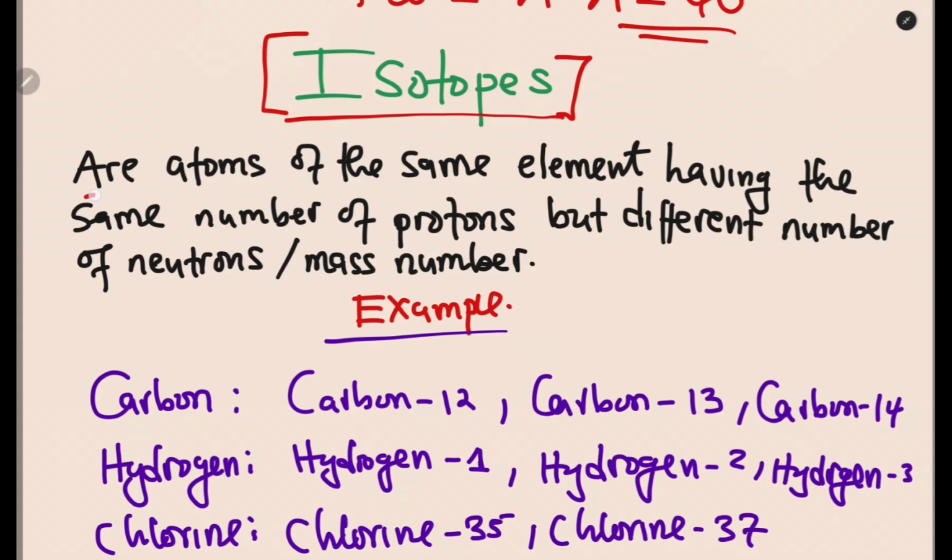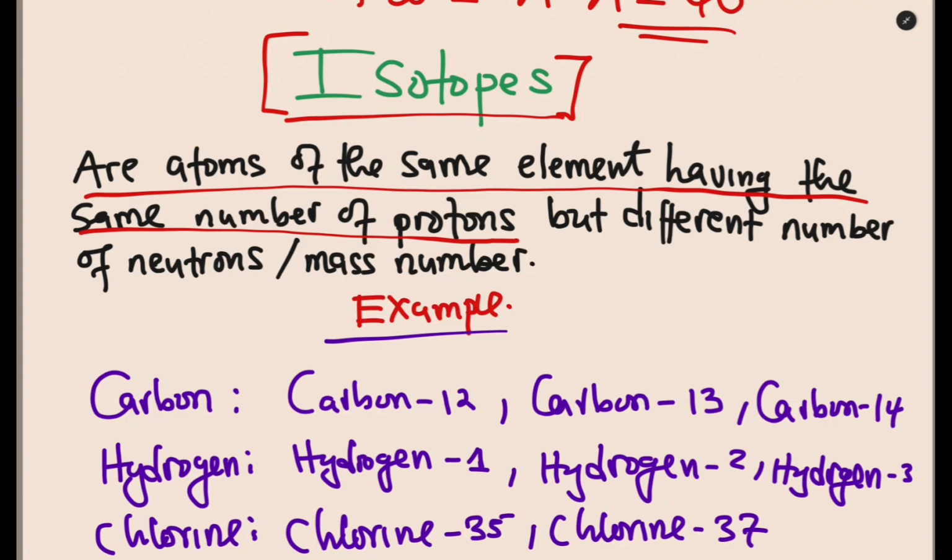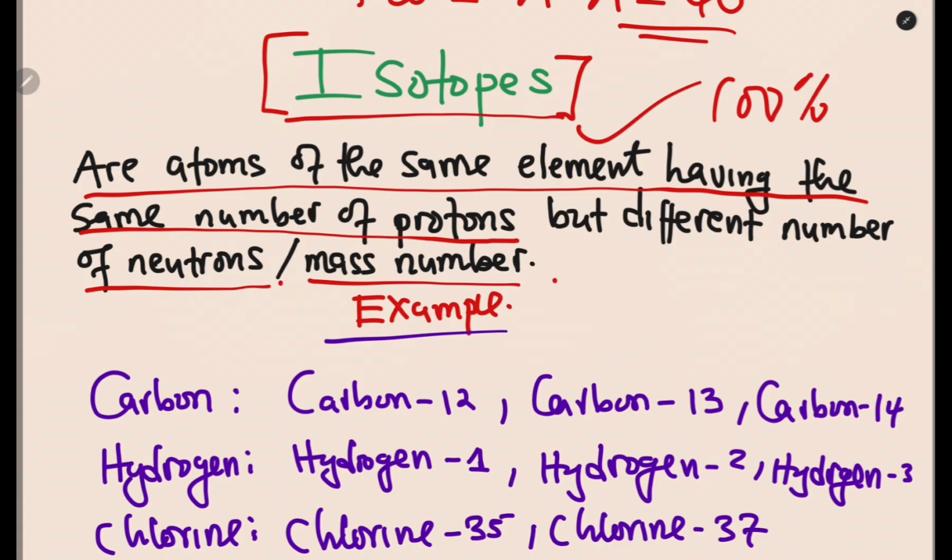So isotopes are atoms of the same element having the same number of protons. Take note: atoms of the same element having the same number of protons but a different number of neutrons. You can end there. You are still going to get this one 100% correct. Or you can define it as atoms of the same element having the same number of protons but different mass number, which means this time around you are going to ignore neutron number. Instead you put mass number.